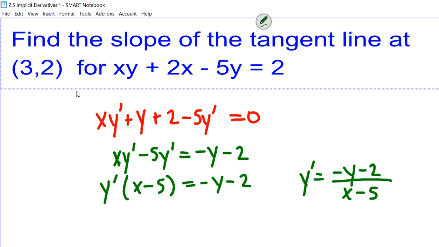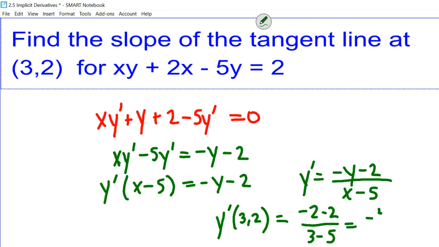Okay? Raise your hand if you got to this step. Okay, so again, making sure with those y primes, putting those in there. What do I still have to do at the end? Plug in the points that they give us. So y prime at (3, 2), I get negative 2 minus 2 over 3 minus 5.